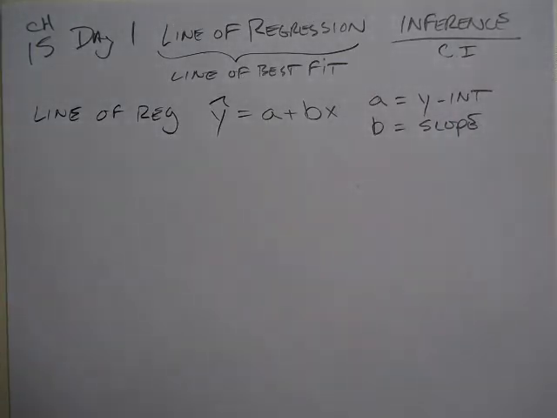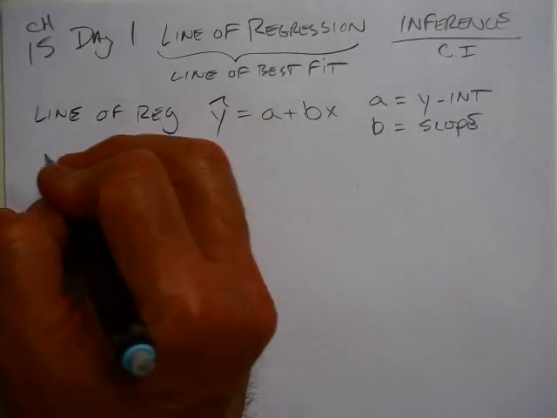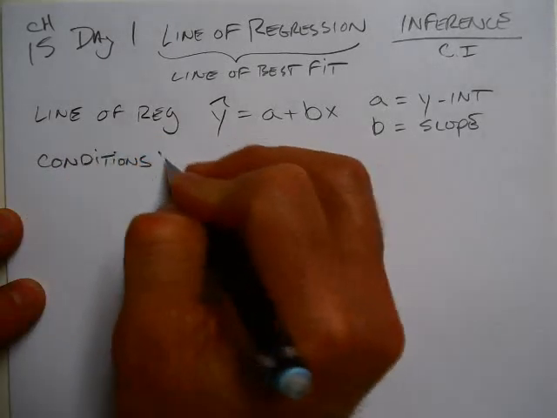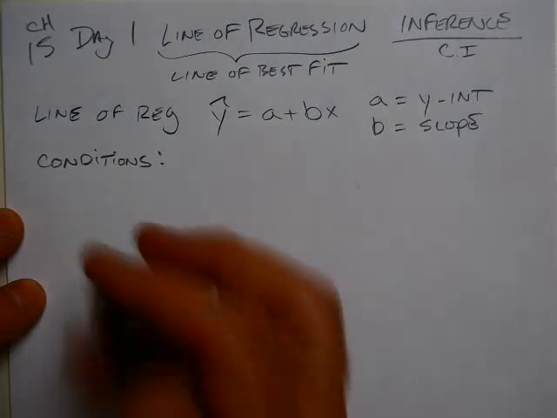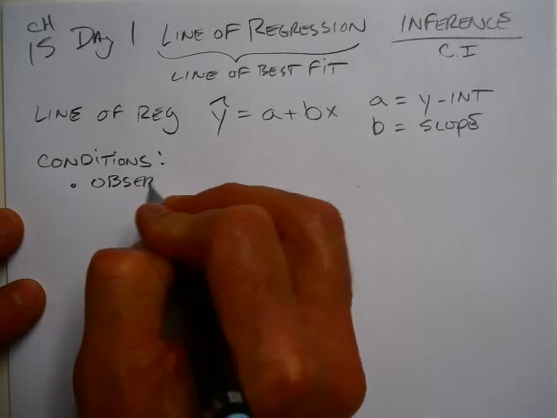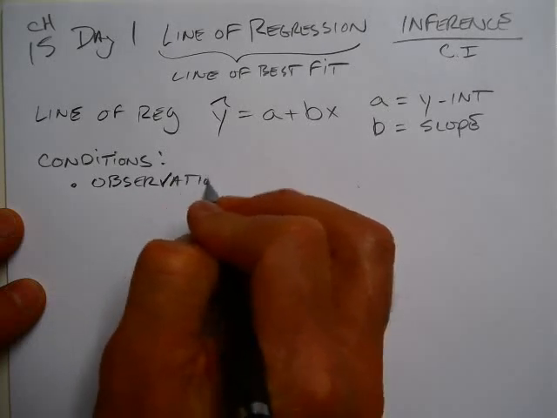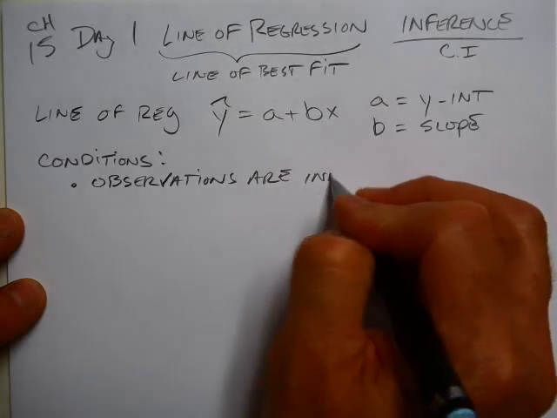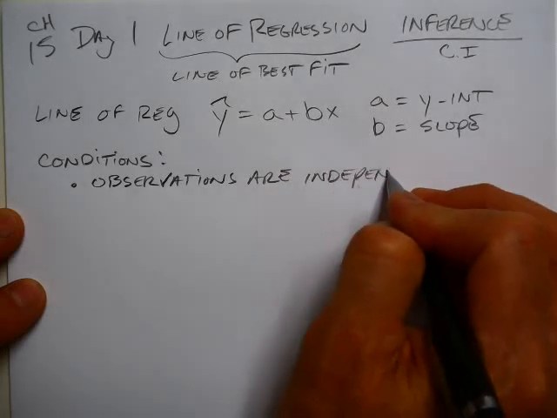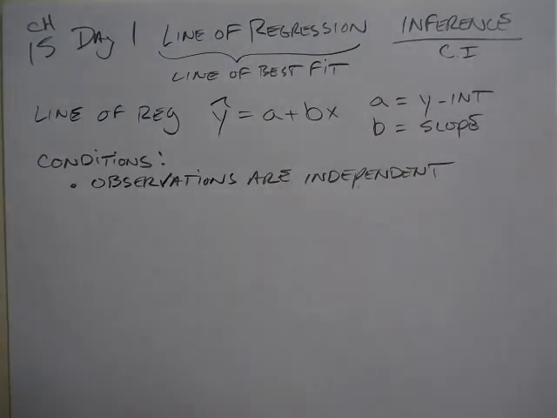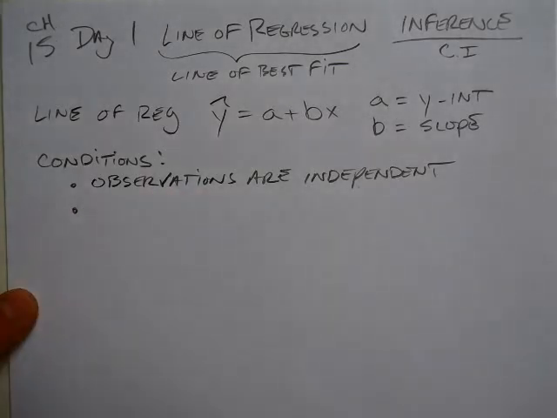Now, we do have some conditions for doing inference with a line of regression. The conditions are pretty similar from one thing to the next. The first one is observations are independent. The relationship is linear.